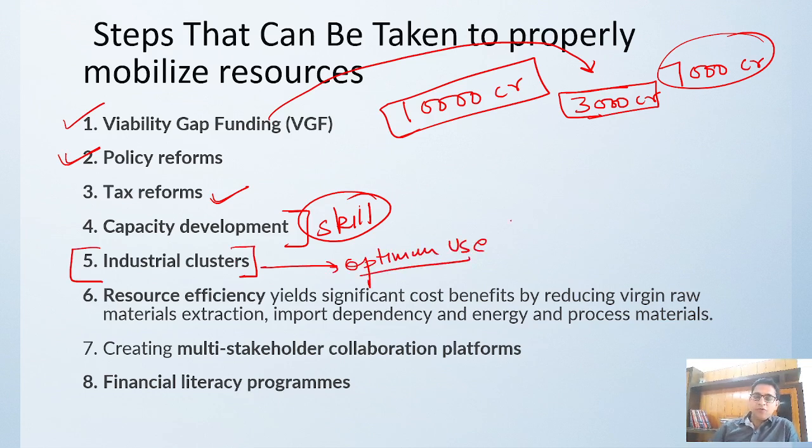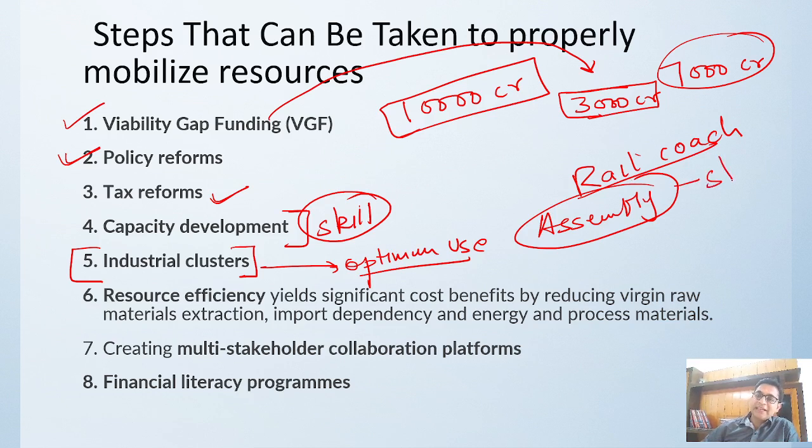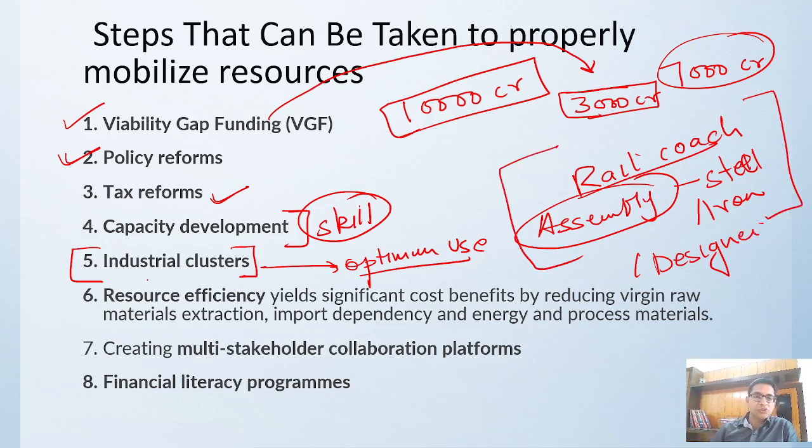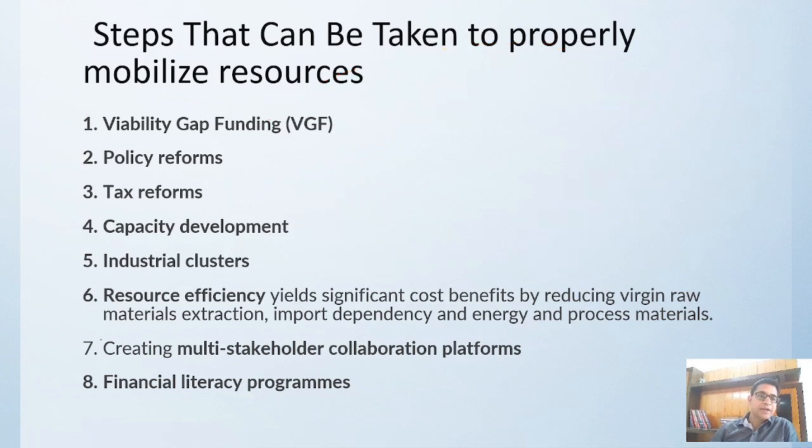Like if you are making a rail coach factory, you should have an assembly line at that place only. You should get the steel from there, the iron from there, and you can get the designer at a single place. If all these people are found at a single place, your resource efficiency increases. That is why industrial clusters are being made. You know, food clusters. Let me tell you, food clusters.